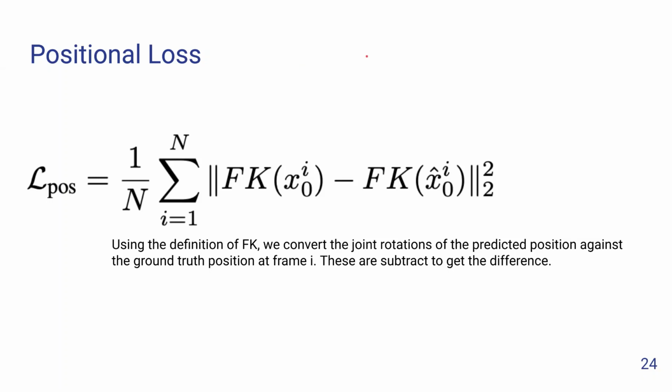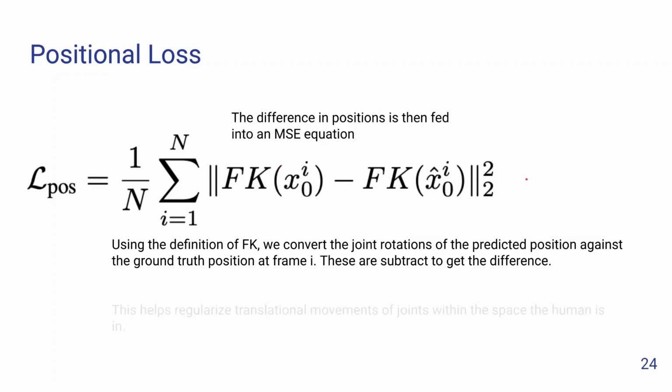So the core difference between this and foot contact loss is foot contact loss only applies to foot joints. It doesn't apply to all the joints in the body, whereas positional loss applies to every other joint in the body. And yes, once again, this is plugged into the MSE equation with an L2 norm. So we have the math.